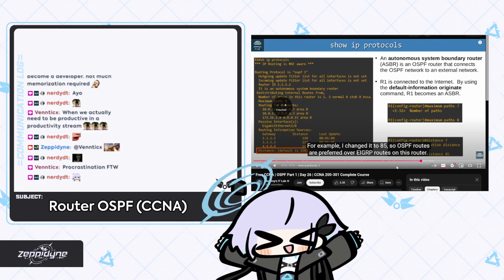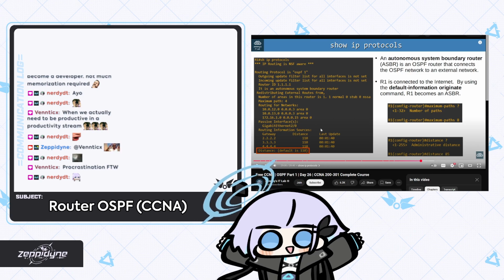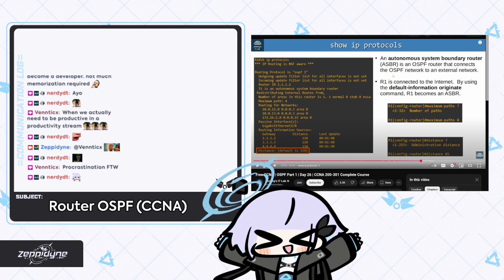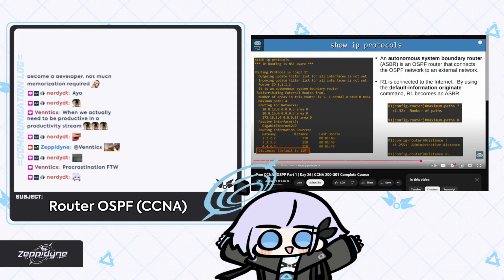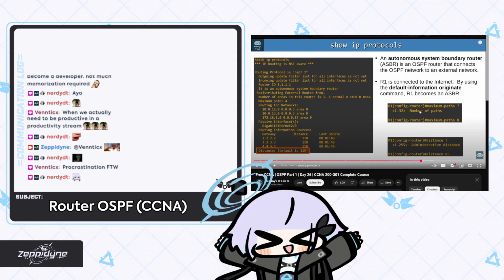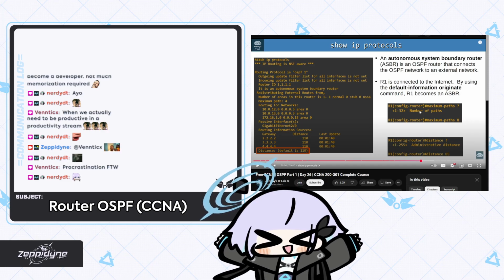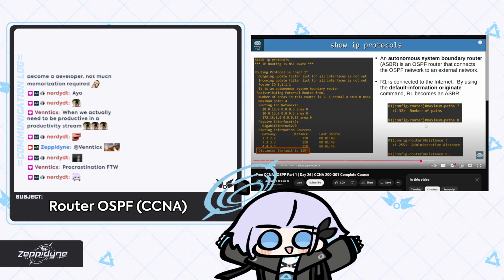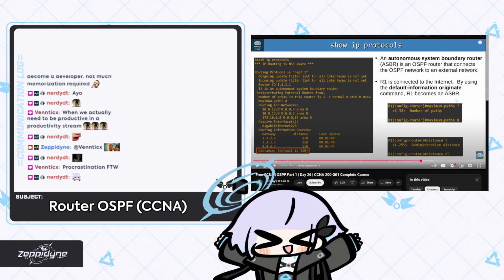Oh, hold on. Let's go back there a bit. Right, AD is administrative distance. And you usually use this command for the default information originate command for routers that are directly connected to the internet, which means it becomes the ASBR, or it's basically a big boy router. So everything else that's connected to it, which is R2 to R4, are not that significant. So you don't need to use this.